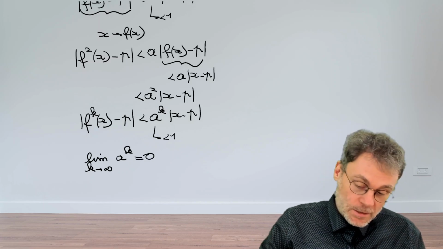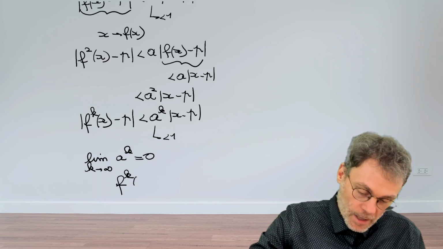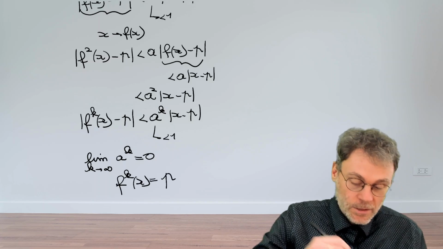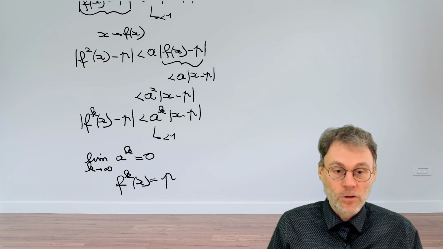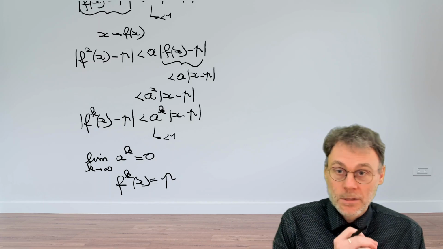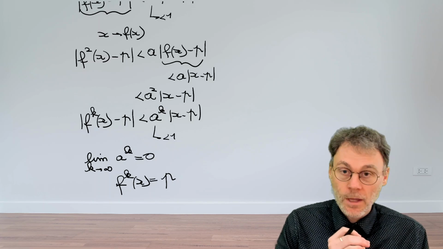And this means that the distance between f^k(x) and p will move towards 0 as well. So in the limit, if you apply the map an infinite number of times, you will end up at the fixed point. So we've shown that this is indeed a stable fixed point, a sink, right?